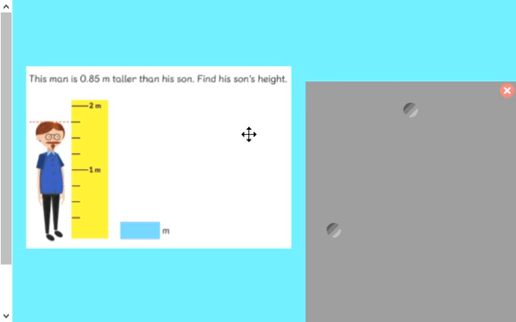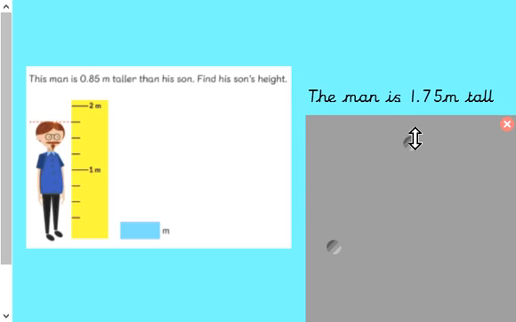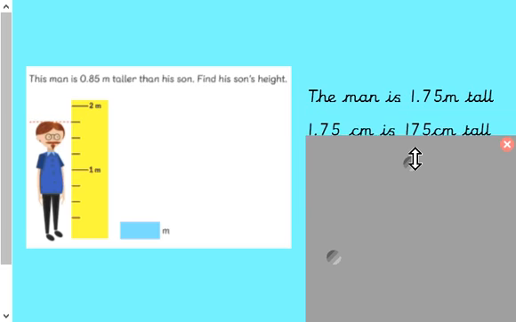Okay, the important thing first of all is to work out how tall the man is. Well, you can see here that he is 1.75 meters tall. He is 1 meter and 75 centimeters tall. You can see that there. What we needed to do is change that into centimeters, because it's the easiest way of doing it. So 1.75 meters is 175 centimeters.